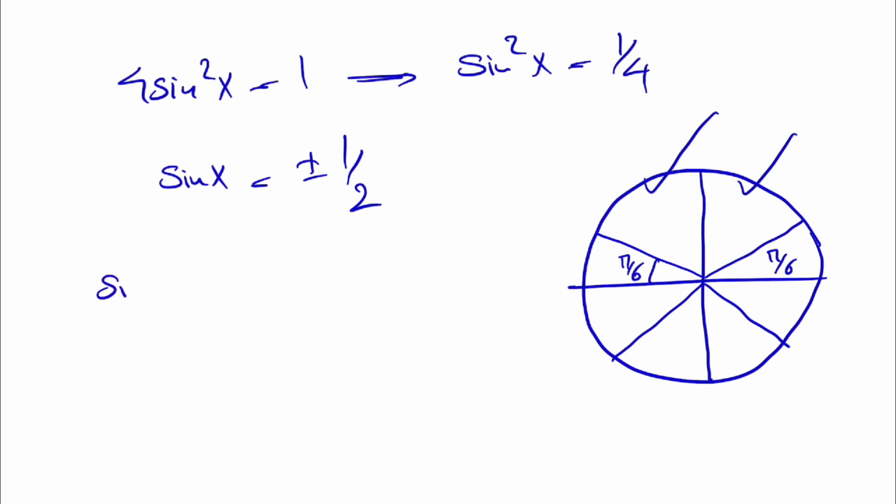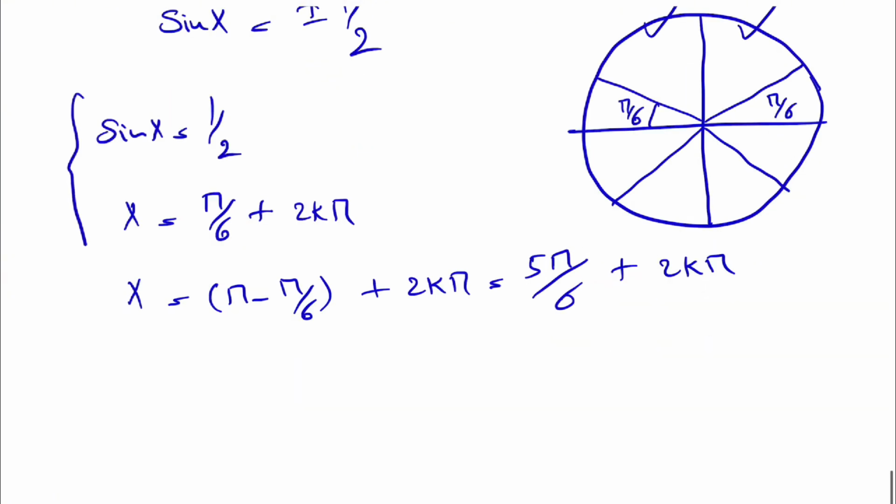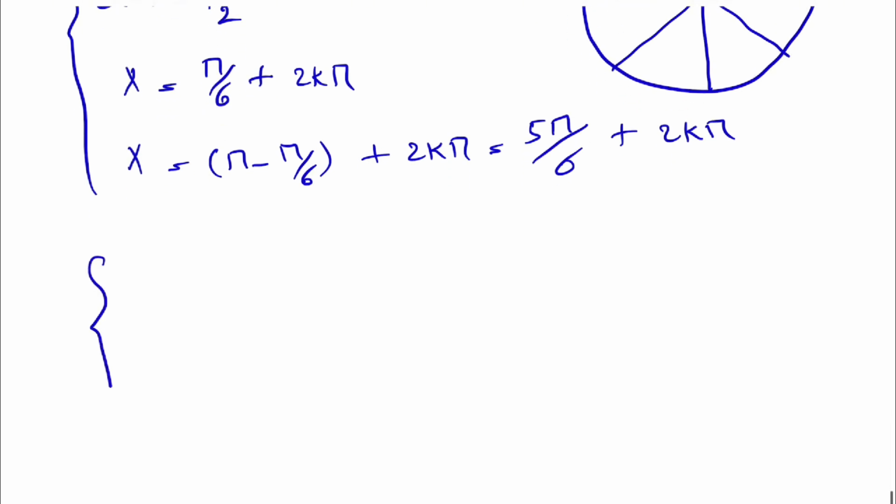So let's go with the sine of x is equal to 1/2. Our x would be what we have in the first quarter, pi over 6 plus 2k pi, and the answer in the second quarter, this time, would be pi minus pi over 6 plus 2k pi, so 5 pi over 6 plus 2k pi. That's pretty much all the answers for the positive value.